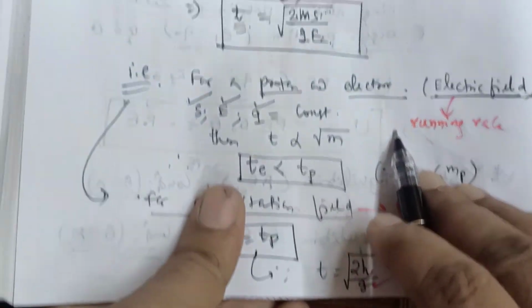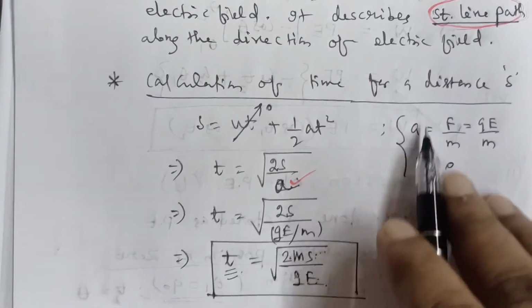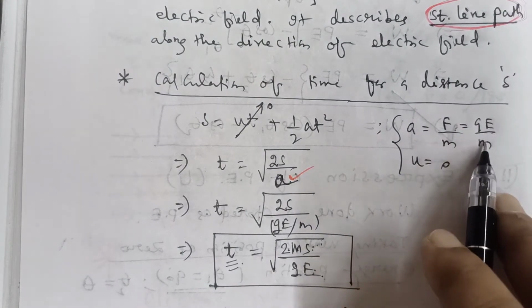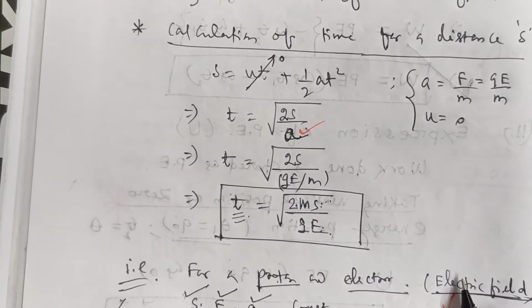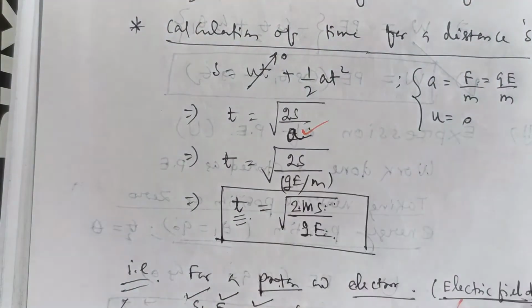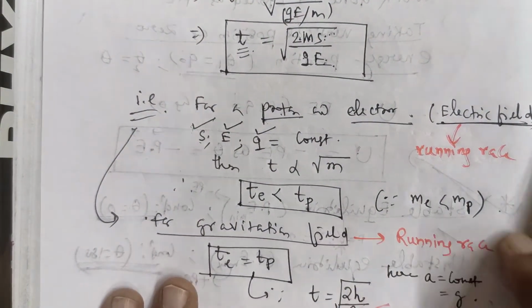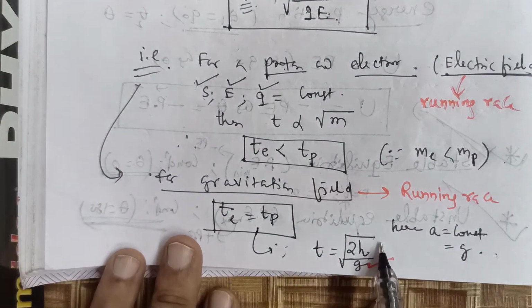In the electrostatic field, acceleration is QE by m. It depends upon Q, E and m. But in case of the gravitational field, that acceleration is constant. That's why in the gravitational field, both will reach at the same time.